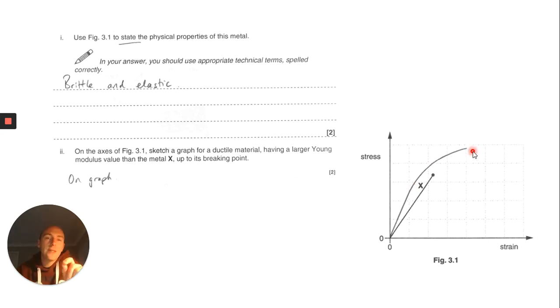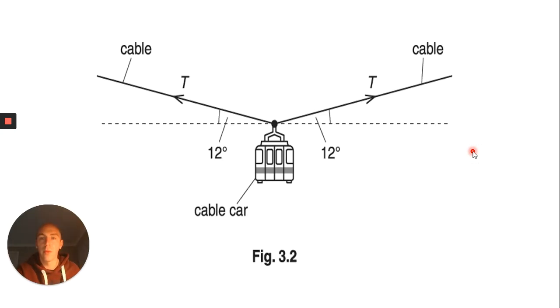Things are behaving plastically when, if you remove the force, they don't bounce back to how they were before. Elastic materials, when you take away the force, spring back to how they were. Plastic deformation is permanent deformation.